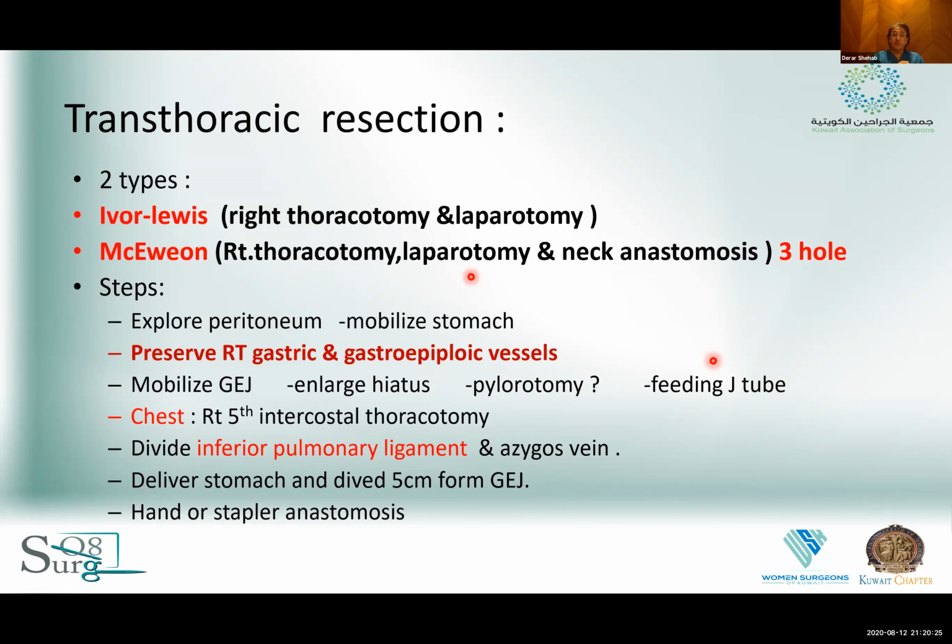Then we reposition the patient into left lateral. The approach is going to be on the right side, fifth intercostal thoracotomy. The first thing we do is divide the inferior pulmonary ligament until we reach the esophagus, mobilize the esophagus with the surrounding lymph nodes, and start delivering the stomach through the hiatus. We fashion the conduit inside the chest and start anastomosing inside the chest.